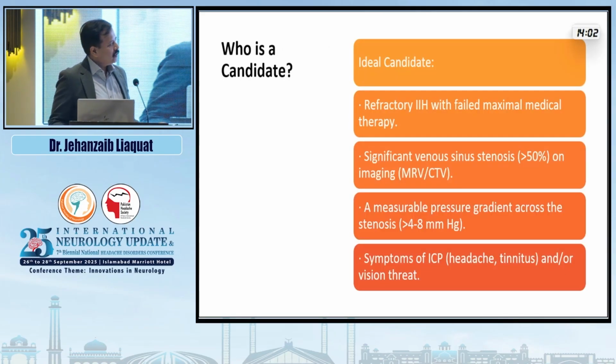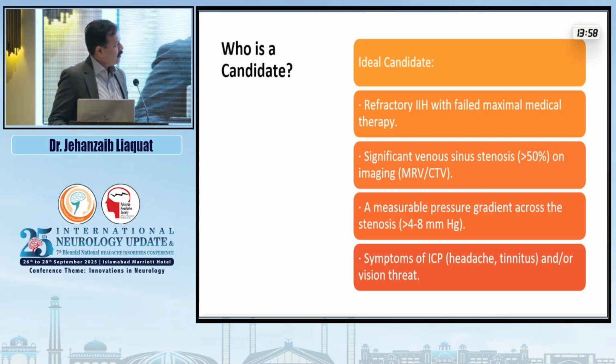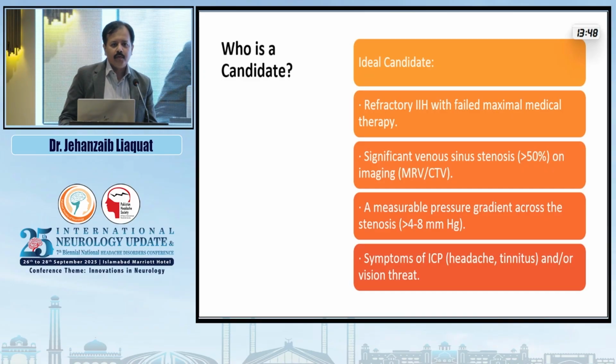So how do we determine who is the ideal candidate? Obviously, the one who has failed medical therapy. And once we do a CT venography or MR venography, there has to be significant stenosis of more than 50%. I would like to add here that most of our radiologists, even if there is stenosis on the MRV, usually end up labeling it as normal.